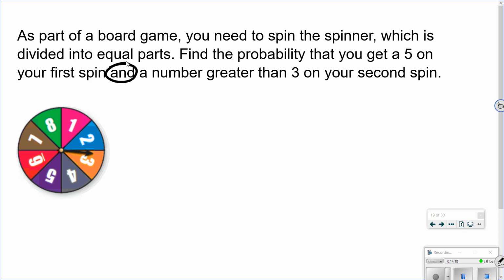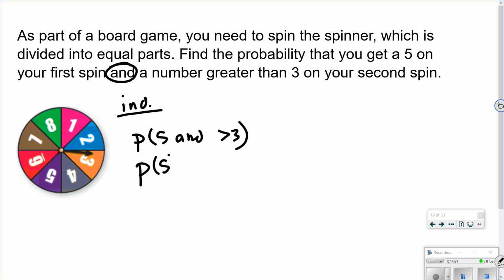The second thing you have to decide is, are they independent or dependent? Well, it doesn't matter what I get on the first spin. I could get a 1, 2, 3, 4, all the way to 8. It doesn't matter. That will not affect what I get on my second spin. So these are independent. Okay. So since I know they're independent, I want to find the probability that I get a 5 on the first spin and a number greater than 3 on the second one. Because they're independent, I just find each one separately. Probability of getting a 5, well, there's only one 5.